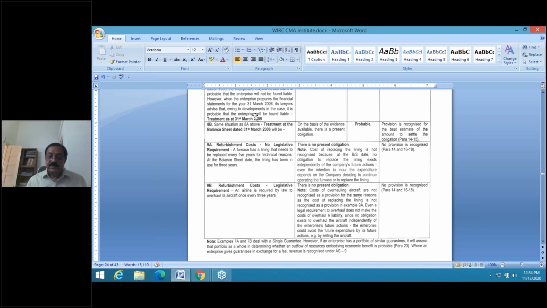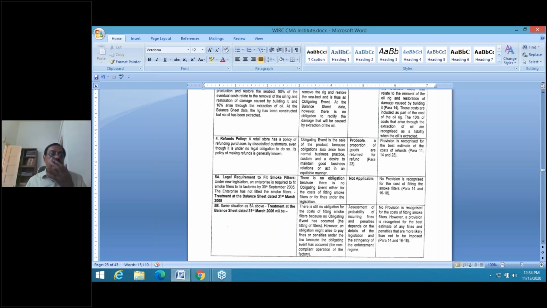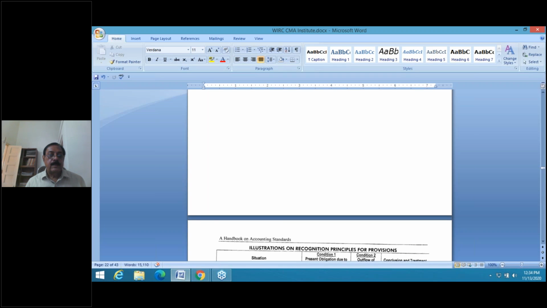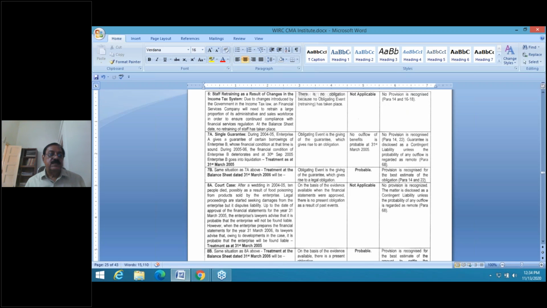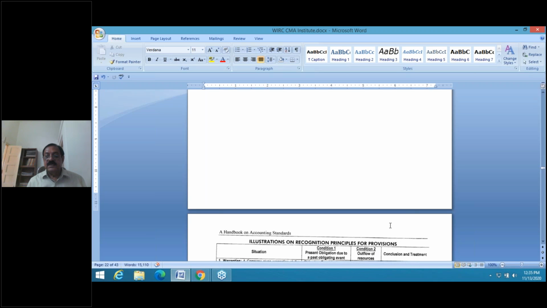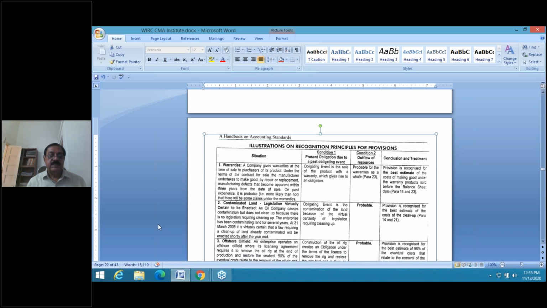Then I'm going to, friends, one more illustration. There is a land from which I'm extracting oil, and as a result, this land is contaminated. I'm referring to the second one.